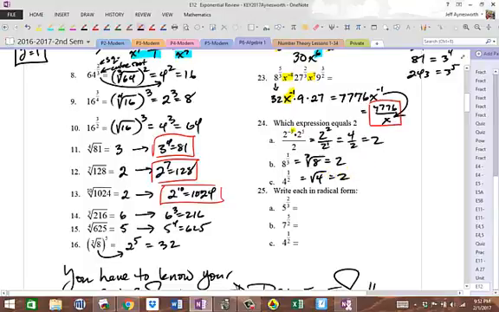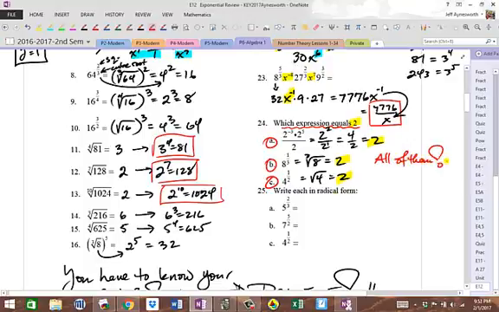So which expression equals 2? Let's read the directions. Which expression equals 2? Well, this one, and this one, right? Because they all equal 2. Look at that. Boom, boom, boom. All of them. So let's write that down. All of them.